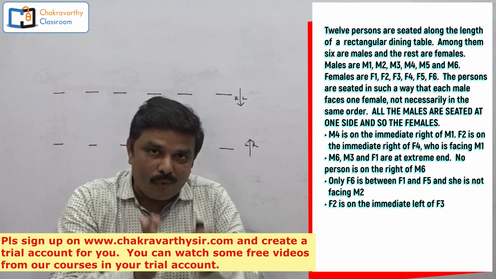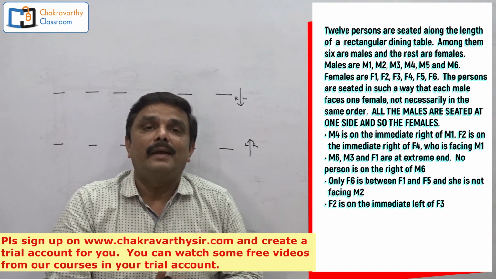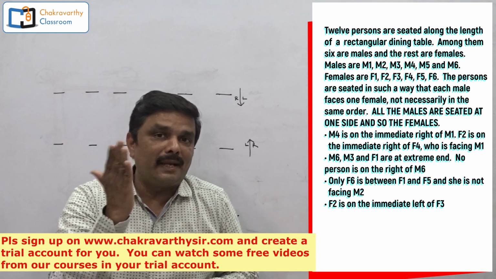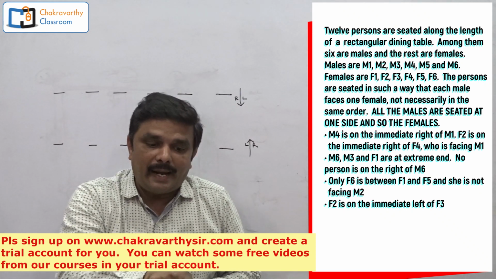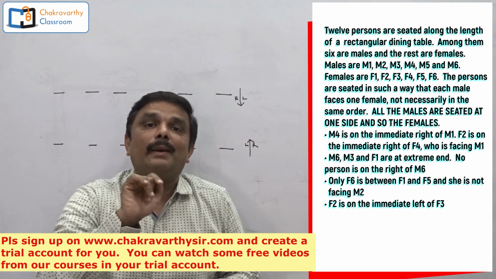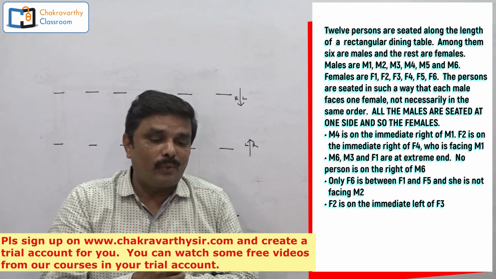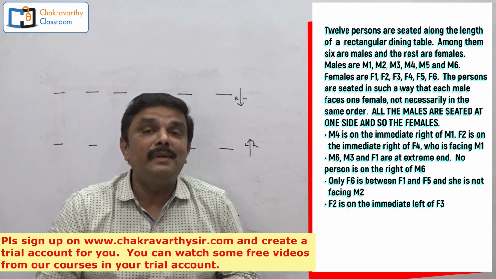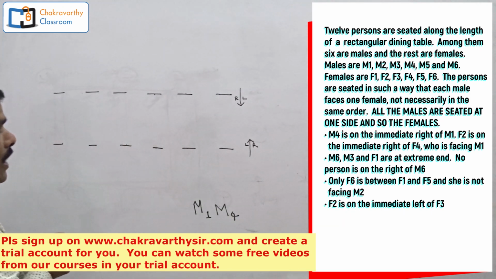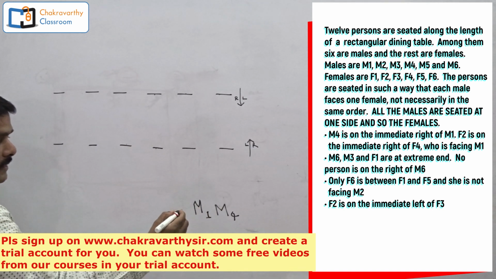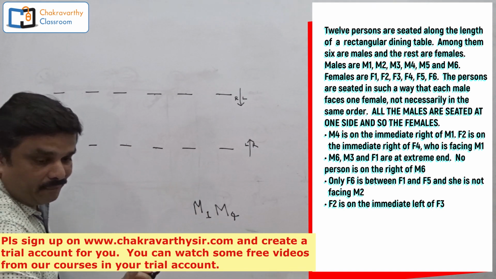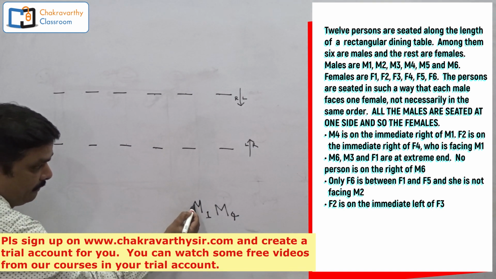That means F4 is facing M1. F2's place depends upon that of F4, and F4 is facing M1. What's the relation between F2 and F4? F2 is on the immediate right of F4. Now you see, F2 is on the immediate right of F4, who is facing M1.